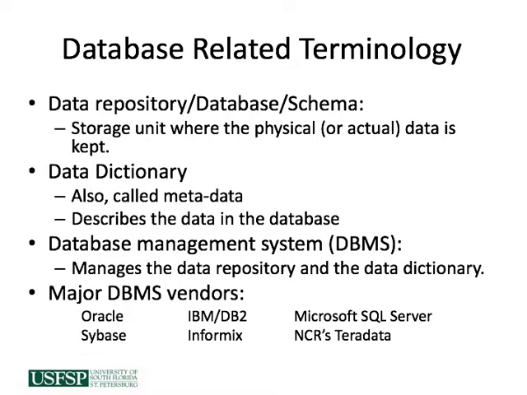It is also useful to introduce some basic terminology related specifically to DBMS. The data repository is the storage where the physical or actual data is kept. A data dictionary describes the data in the database. The content of the data dictionary is so-called metadata, data about data. A very simple example of a piece of metadata is the description of the type of some piece of data, such as the fact that age is an integer.